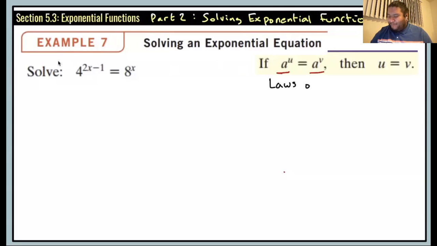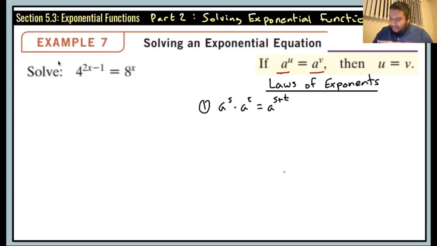Laws of exponents, right? We got to go over these laws. Law number 1, if you have a to the power of s times a to the power of t, that means you're going to get a to the power of s plus t. What does that mean, mister? That means if I have 3 to the power of 2 times 3 to the power of 3, that's going to equal 3 to the power of 5. Law number 2, if you have 1 to the power of anything, that's always equal to 1. 1 to any power is still the same.